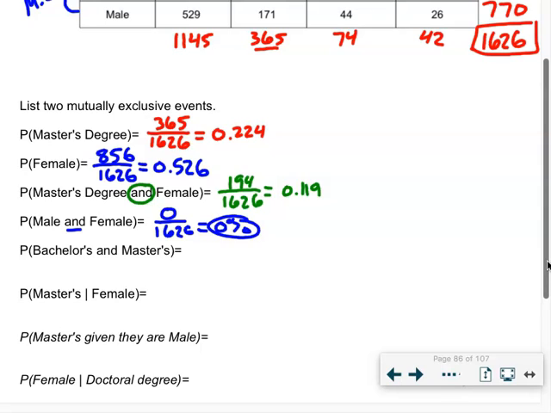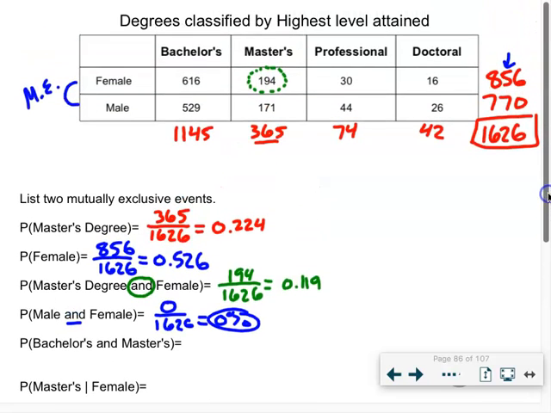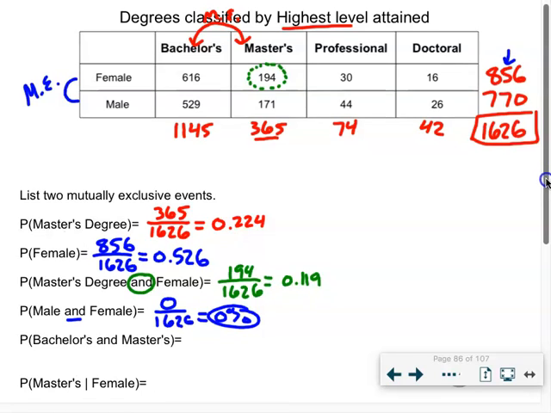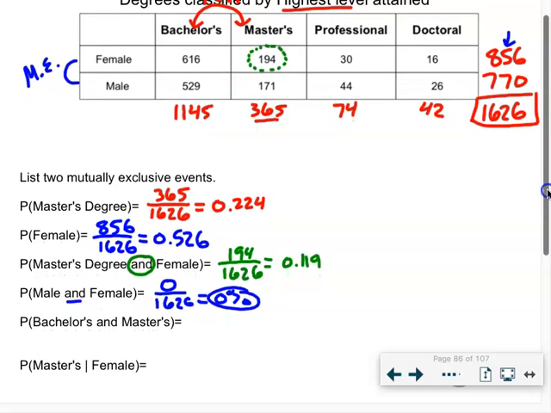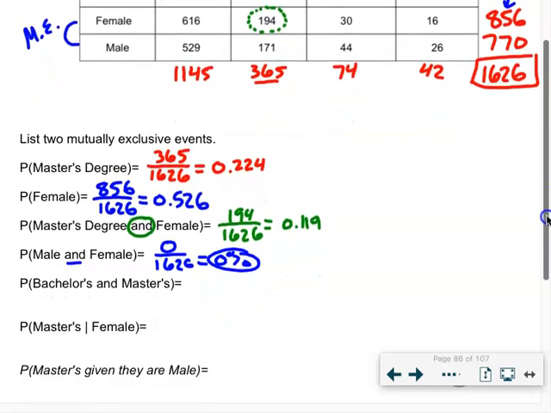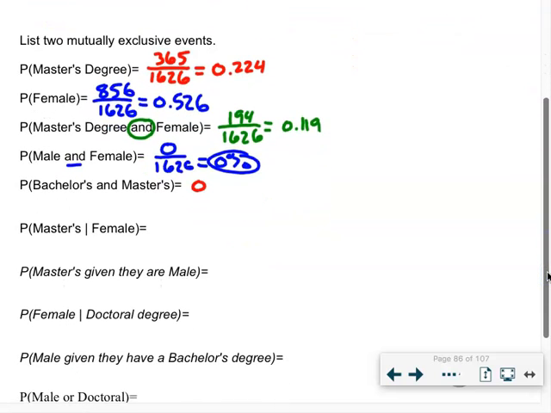Same with the next one, bachelor's degree and master's degree. Well, it's the highest level attained. So these 2 columns are mutually exclusive. So if it's an and problem, and they give you 2 different columns or 2 different rows, those are set up in these two-way tables to be mutually exclusive. So if their highest degree is master's, then it also cannot be bachelor's at the same time. Maybe they have both degrees, but only one of those degrees, the master's, is their highest degree.